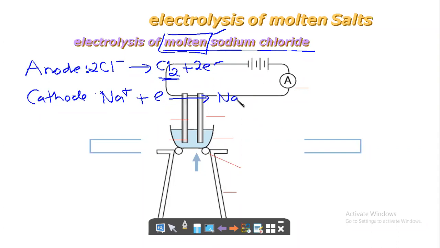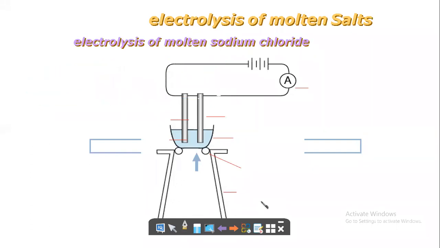So we've identified which ion will move to which electrode, we've written the half equation, and we've identified the product. Do you have any questions so far? The simplest of the questions in the exam is identifying the product.